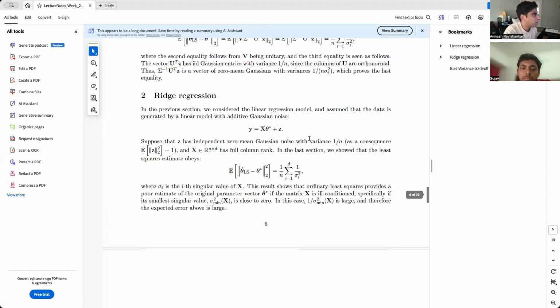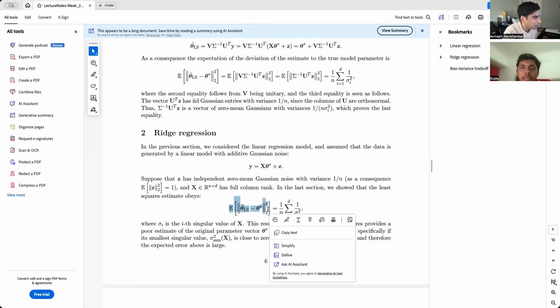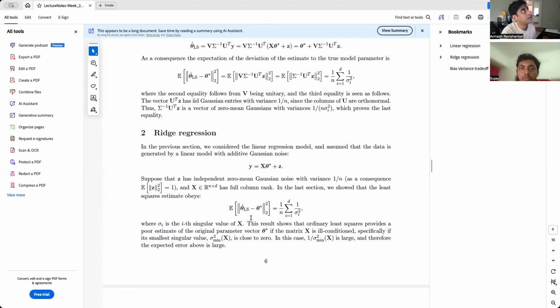Wait, sorry, Sujay, I'm getting a bit confused. What is this? This is the expectation of theta hat minus theta star. Theta star is the true theta, and theta hat is what we estimated from the data. So we want to know the difference between them. Because these are vectors, we are taking the norm squared instead of just squaring. So what does this represent? This is the mean square error of the theta estimation.